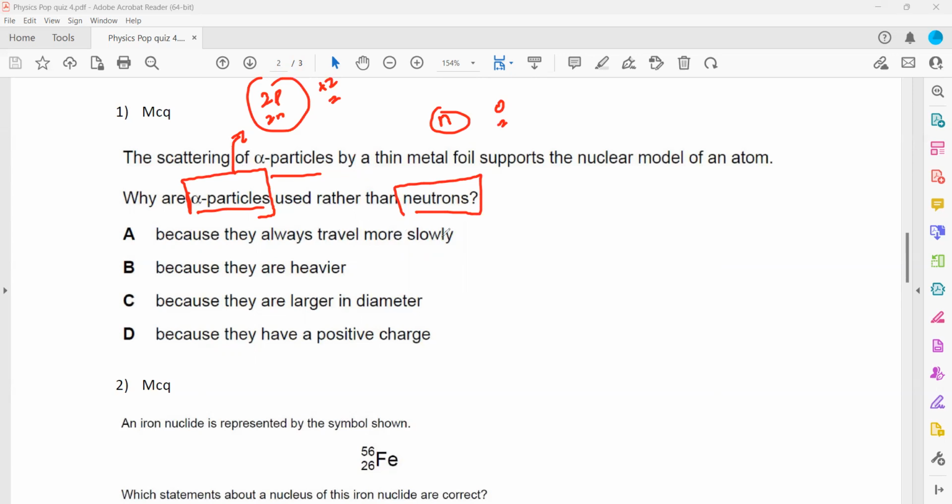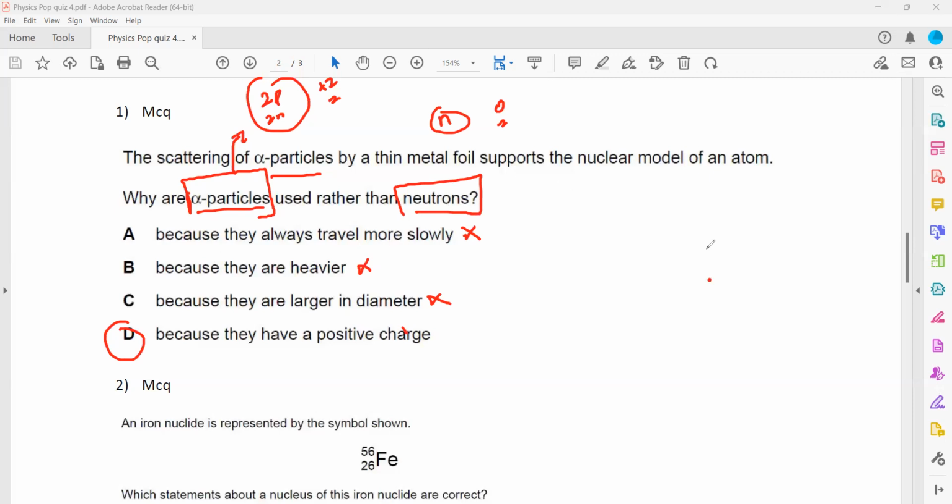Because they always travel more slowly. That is not an answer or a reason for that. Because they are heavier, even though alpha particles are heavier, that is again not the reason. Because they have a large diameter, not the reason. Because they have a positive charge. So what is the advantage of having a positive charge?